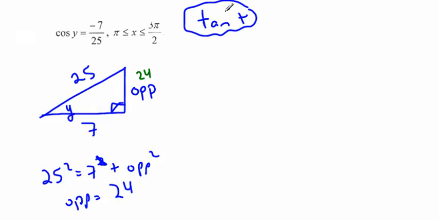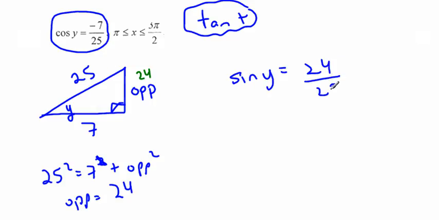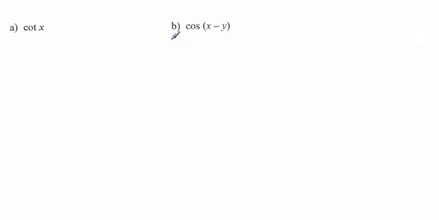So now, not only do I know what cosine y is, I can now tell you that sine y is opposite over hypotenuse, and it's going to be negative because of the quadrant that I'm in. And I don't think I need it for any reason, but let's write it down anyway. Tan y is opposite over adjacent, which is 24 over 7. So now I have cosine, sine, and tan for y, and now I can answer both of these questions pretty quickly.